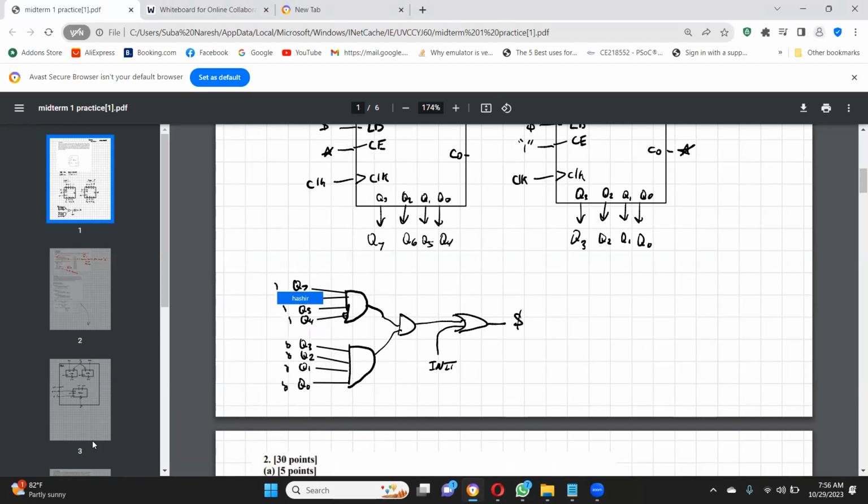The output is 0. Initial is also 0. So it will not be loaded, it will stop counting.